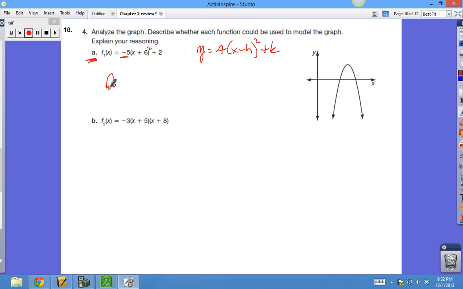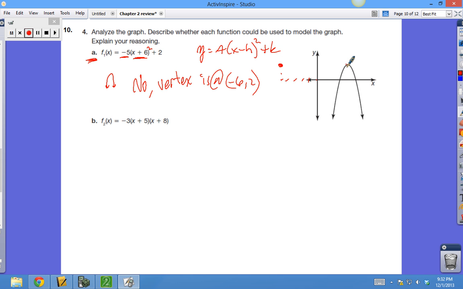So far so good. Now plus 6, this is your horizontal shift. That's moving left or right. And the plus 6 means I'm going to start here, and I'm going to go left 6 and then up 2. So the answer is no, because the vertex is at a negative 6, 2. And this vertex is at a plus 6, 2.